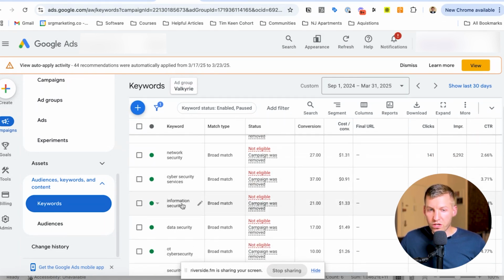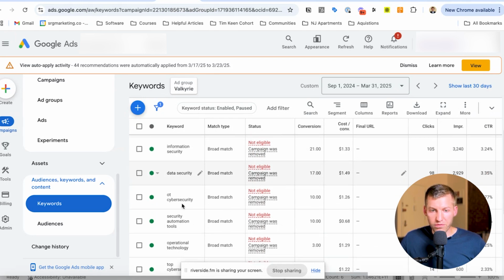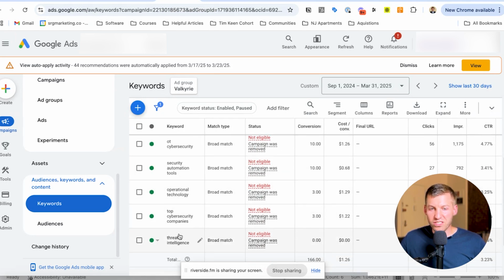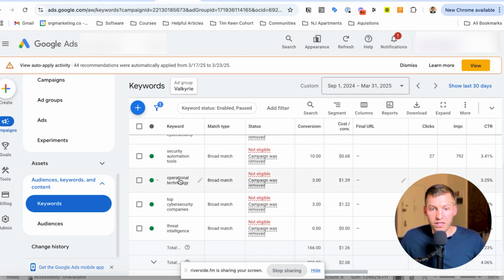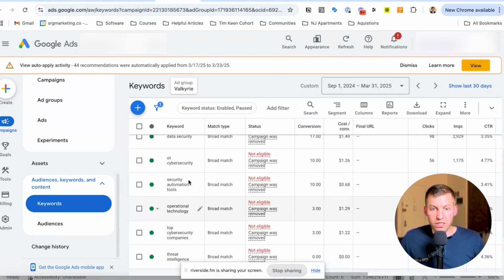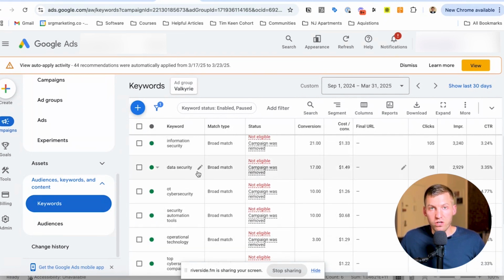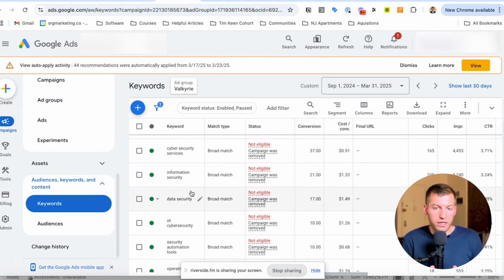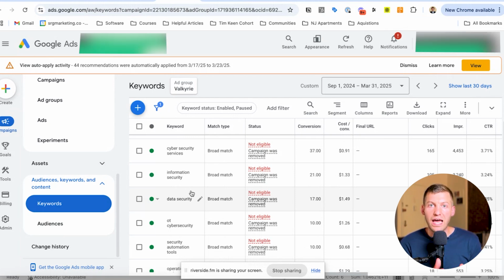But information security is a little bit different. Data security, a little bit different. Operational technology, threat intelligence. These are all different kinds of categories. If these keywords made sense, you'd want to group them into separate ad groups and write specific ads about threat intelligence, specific ads about operational technology, specific ads about data security, and drive to landing pages that specifically talk about those features as they relate to the search terms. So my recommendation here, and obviously I recommended they change the keywords completely, is to really get this structure down so that you're driving highly relevant ads for your searchers.